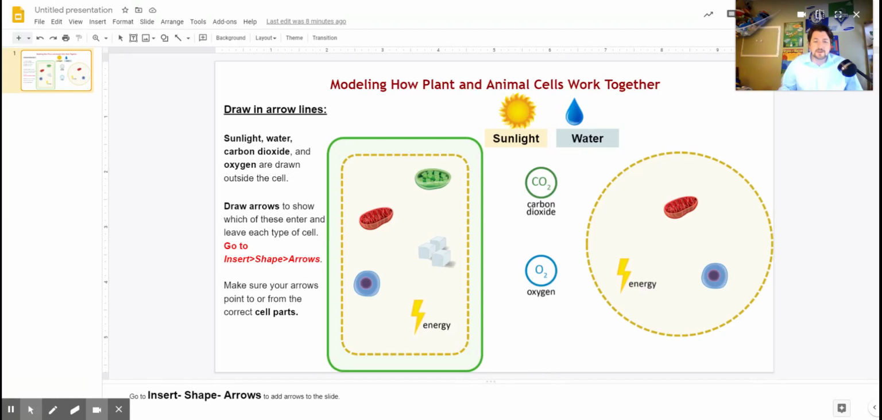I'm Mr. Lecomte here. We're going to look at this slide and diagram how the organelles in plant cells work together, the organelles in animal cells work together, and how plant and animal cells work together. So here we go.